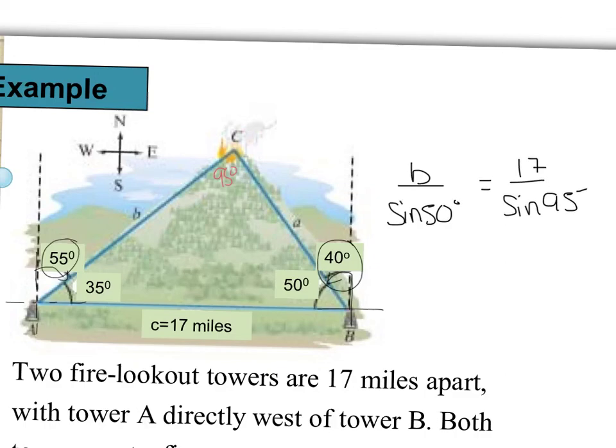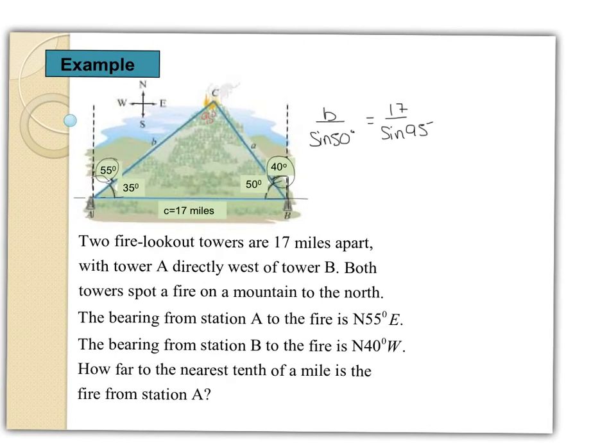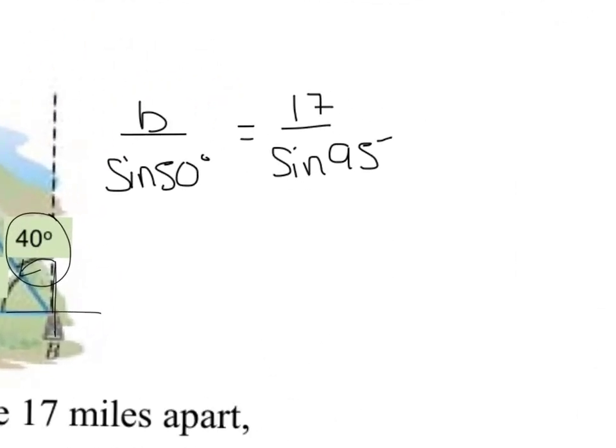So notice that if I didn't draw a picture, I would have been incorrectly solving for little a, and that's how far the fire is from station B. So make sure that you're reading that and drawing an appropriate picture. So let's do 17 sine 50 divided by sine 95. How far are we from the fire? B equals 13 point, let's round to the tenths, 13.1 miles. So that's how far station A is from the fire, even though I just found side B.